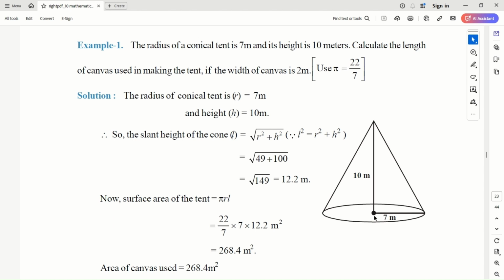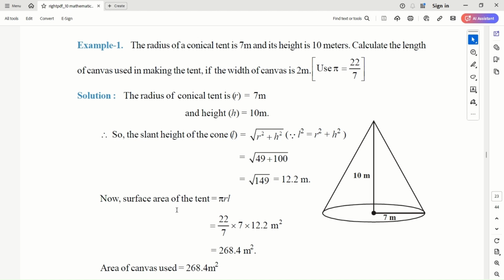Okay. Length of the canvas is the total surface area. I mean, the lateral curved surface area of this tent, because the bottom you don't need any cloth, right? So, radius of the tent is 7 meters. Height is this one. Slant height is what we require. Slant height is nothing but Pythagoras theorem applying here. So, I get this slant height, which is nothing but 12.2 meters.